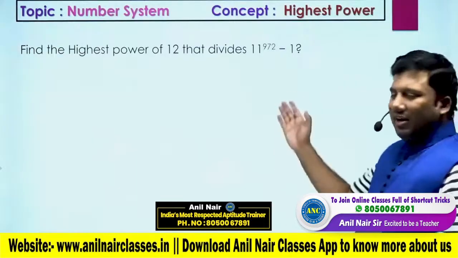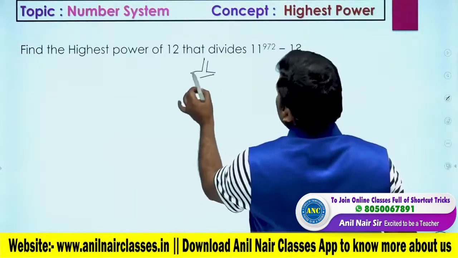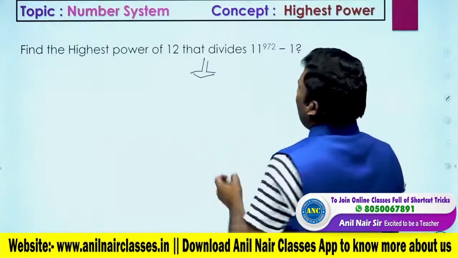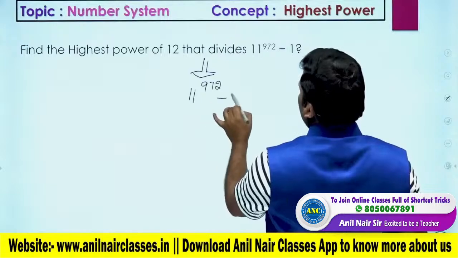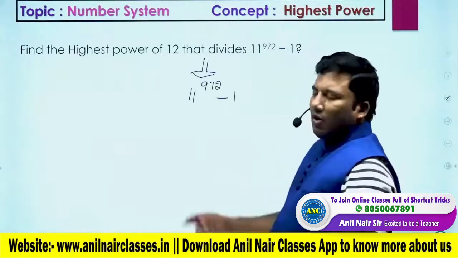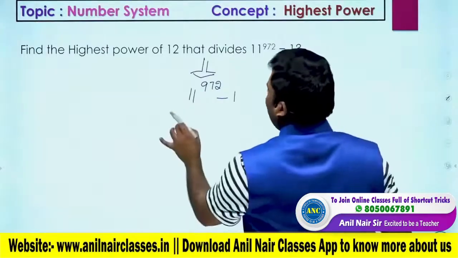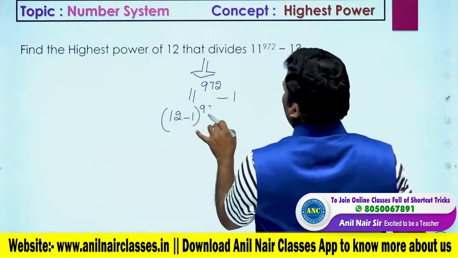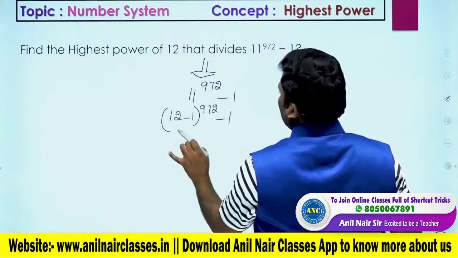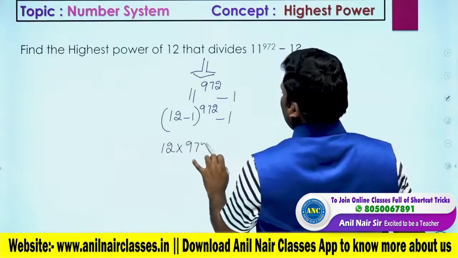Next one. Very, very easy. Tell me the answer. Once you understand, it is very easy. Highest power of 12 that divides 11 power 972 minus 1. What is the multiple of 12 closer to 11? 11 itself is closer to 12. So 12 minus 1 power 972 minus 1. The answer is 12 into 972.